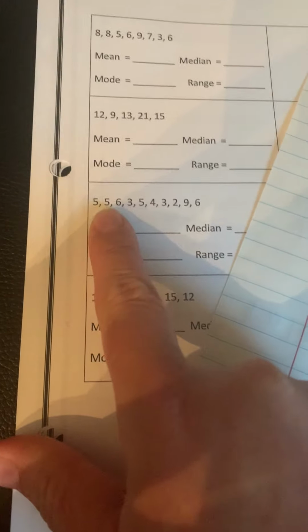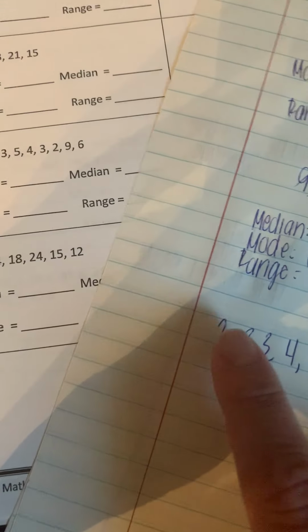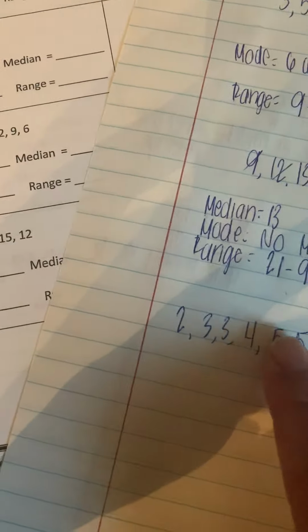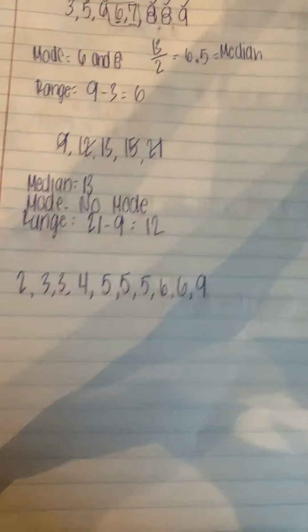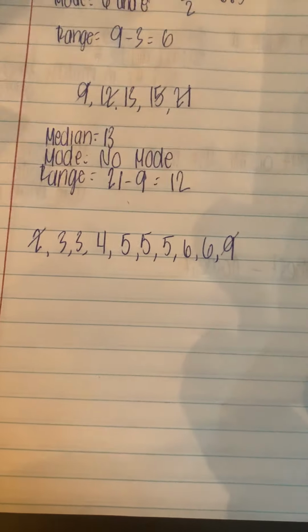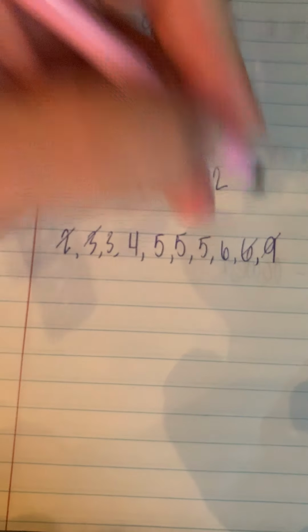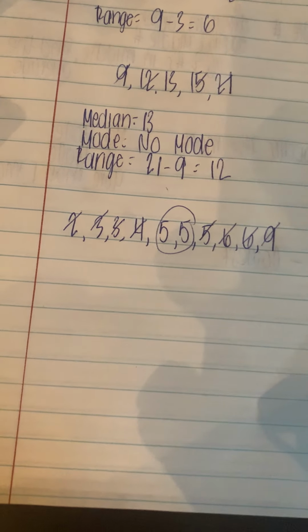There are 1, 2, 3, 4, 5, 6, 7, 8, 9, 10. 10 numbers. Okay. So find the median. I'm going to find the middle number. So I'm going to take one number off each end, another number off each end, another number, and I have 2 numbers left in the middle.